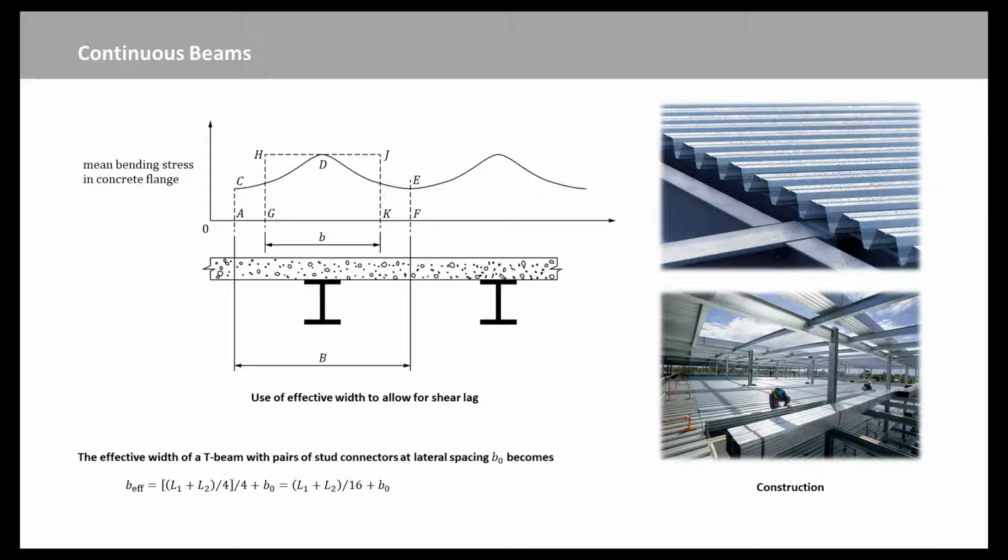For hogging bending, the effective span LE is the approximate length of the hogging moment region, which can be taken as 1/4 of each span. So, at a support between spans of length L1 and L2, the effective width of a T-beam with pairs of stud connectors at the lateral spacing BL becomes this equation, provided that at least half of B effective is present on each side of the web.